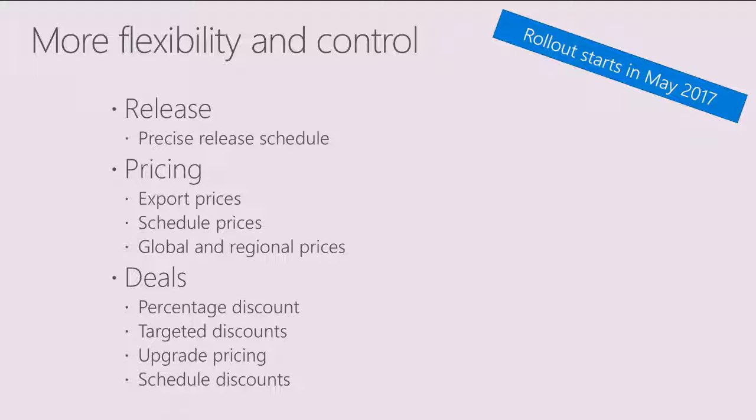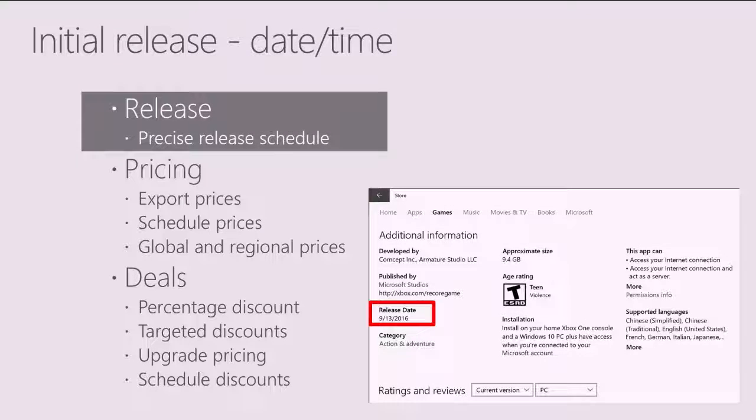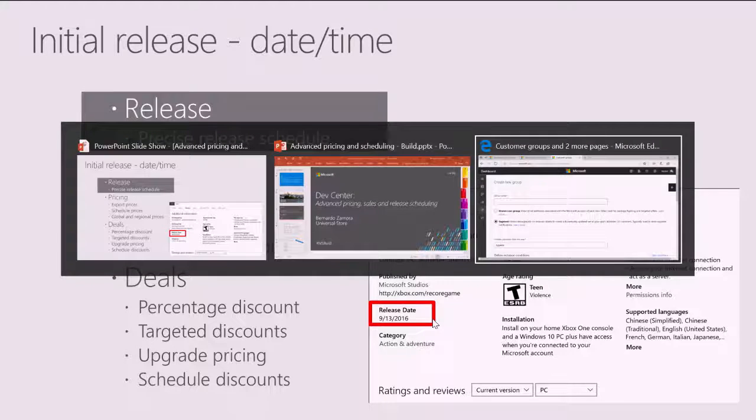So I want to walk you today through three of the major areas where there are new things that couldn't be done before. The first area is release, the precise scheduling of a release. That means you want your game or app to be able to show up in a specific market at a specific date, a specific time. So let's go to Dev Center.